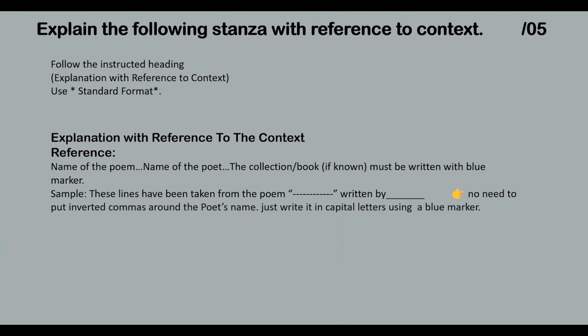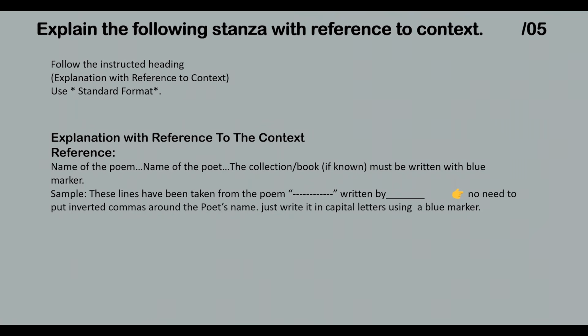A simple format for writing the reference is: these lines have been taken from the poem, and here you will write the poem name, written by, and then the poet name. First, you will write the title of the poem within inverted commas and then write the poet's name. Remember, there is no need to put inverted commas around the poet's name because it is already a proper noun. Simply write the poet's name clearly, preferably in capital letters.